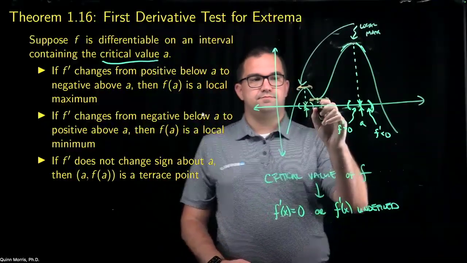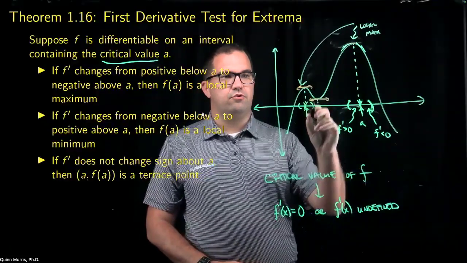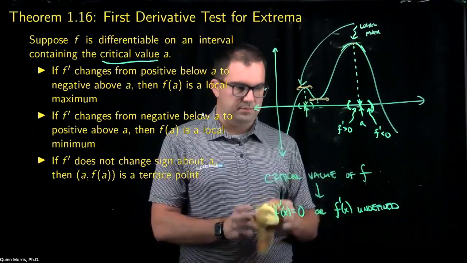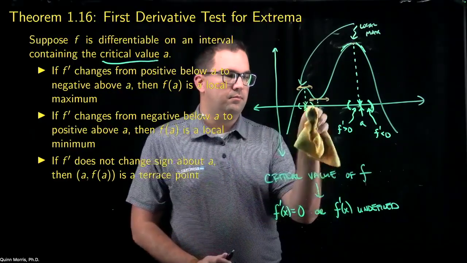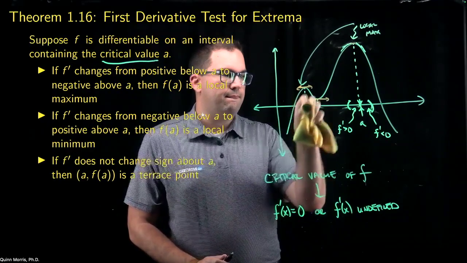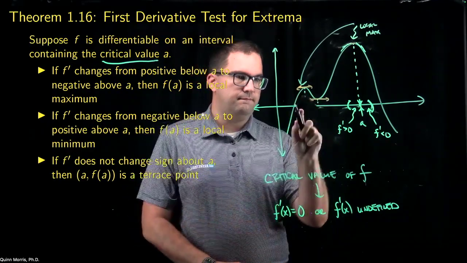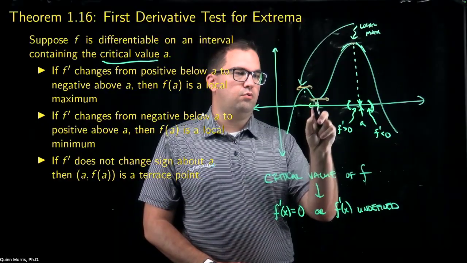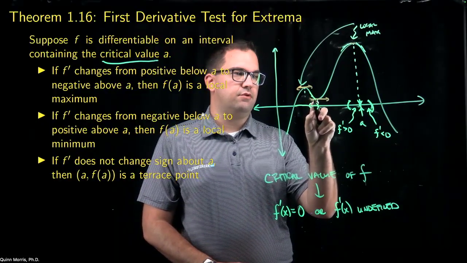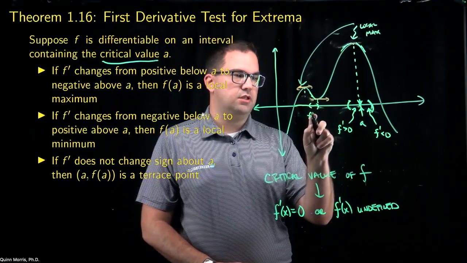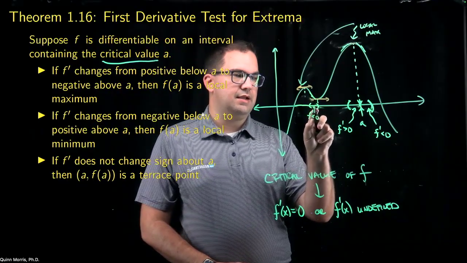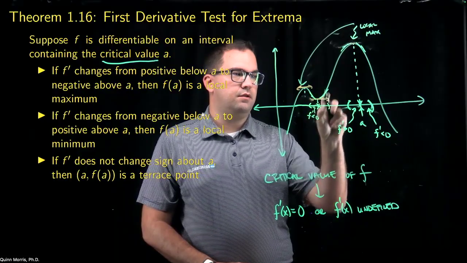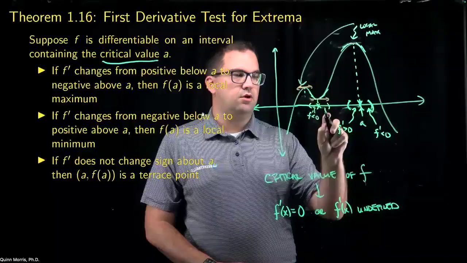Now, on the other hand, if I look at this critical value sitting here, looking at this critical value, if I look below, now all of my derivatives are negative. All these little tangent lines have negative slope, so the derivative is negative below. Above, however, all my tangent lines have positive slope.